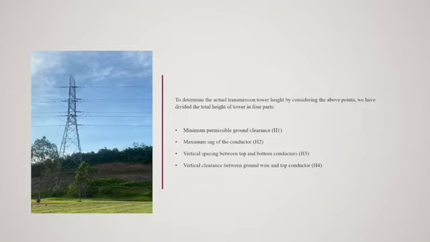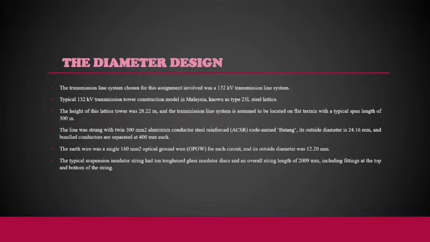To determine the actual transmission tower height by considering the above points, we have divided the total height of the tower into four parts. The first one is the minimum permissible ground clearance. The second one is the maximum sag of the conductor. The third one is the vertical spacing between the top and bottom conductor. The fourth one is the vertical clearance between the ground wire and the top conductor.